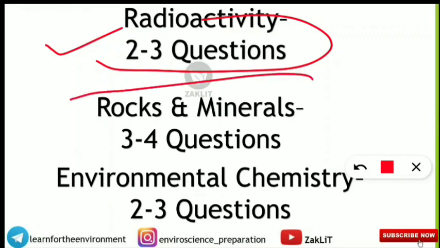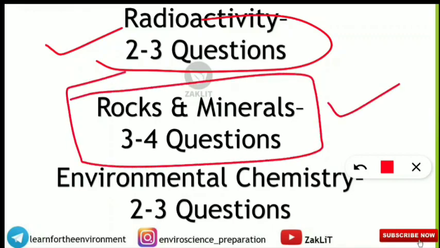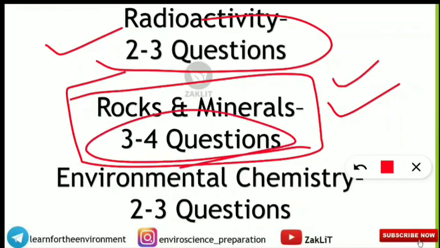Next is rocks and minerals. So here also 3 to 4 questions will be asked. Rock types, clay, kaolinite, types of minerals, rock formation techniques. This is all about rocks and minerals. 3 to 4 questions are asked from this section.